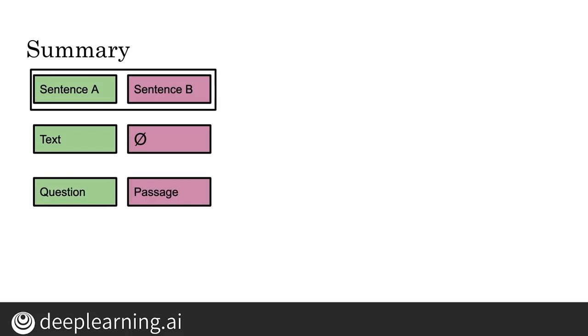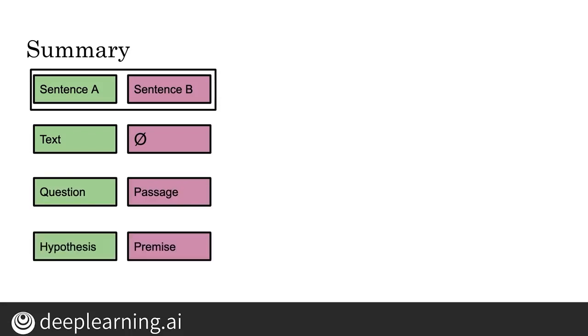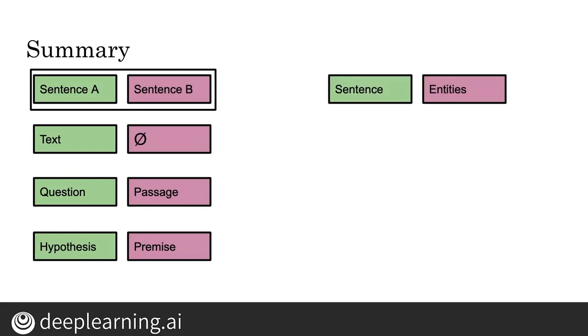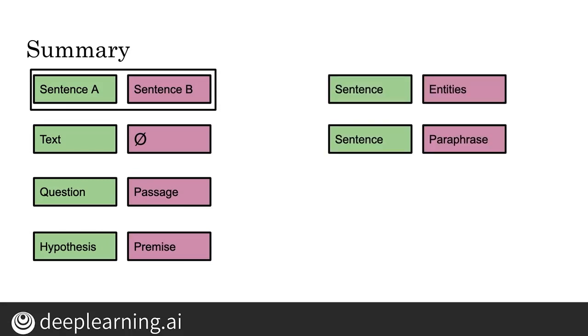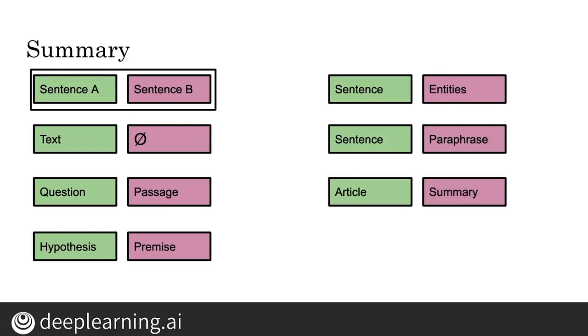Question and passage for question answering. You could have hypothesis and premise for MNLI. You could have a sentence with the named entities for NER. You can have a sentence and a paraphrase of the sentence. You could have an article and a summary, and so forth. So this is just the inputs into your BERT model.